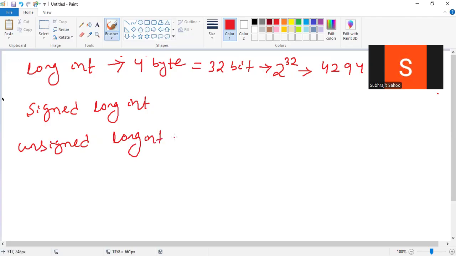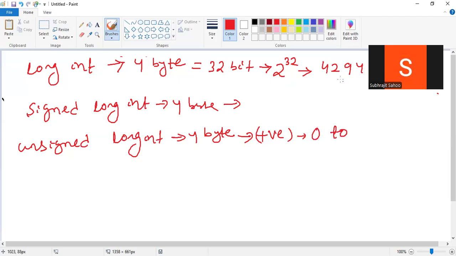Unsigned long integer is again 4 byte, here also 4 byte, because the long integer storage size will not change, but the range will change. It depends upon positive and negative values. Unsigned means only positive, so it will store 0 to 4294967295. Since 0 is included, one value decreases here. And here it is divided by 2, because half goes to the negative part and half goes to the positive part.